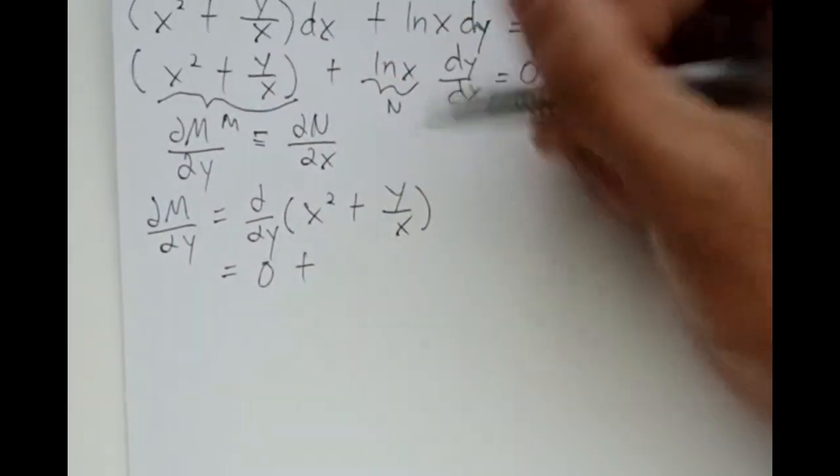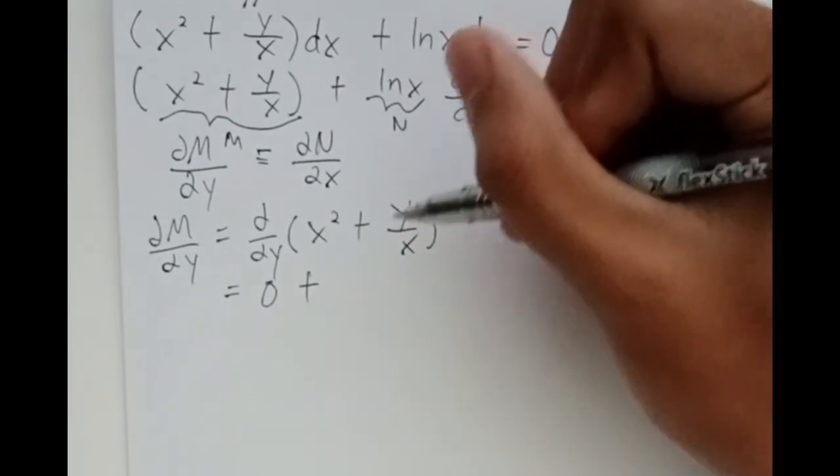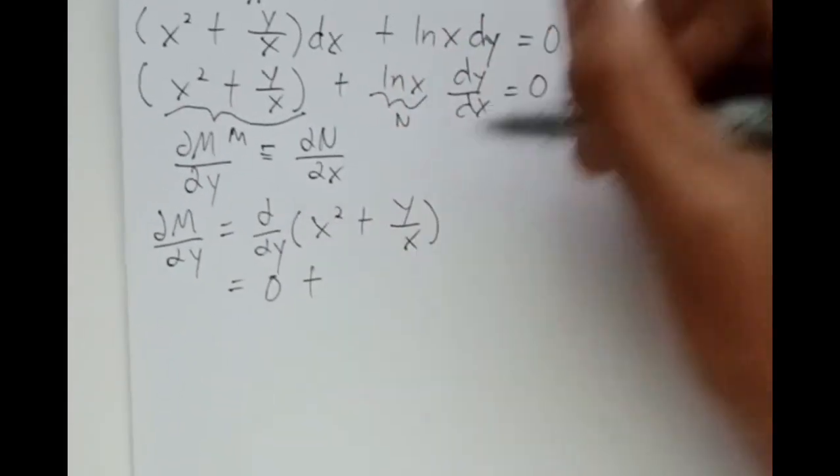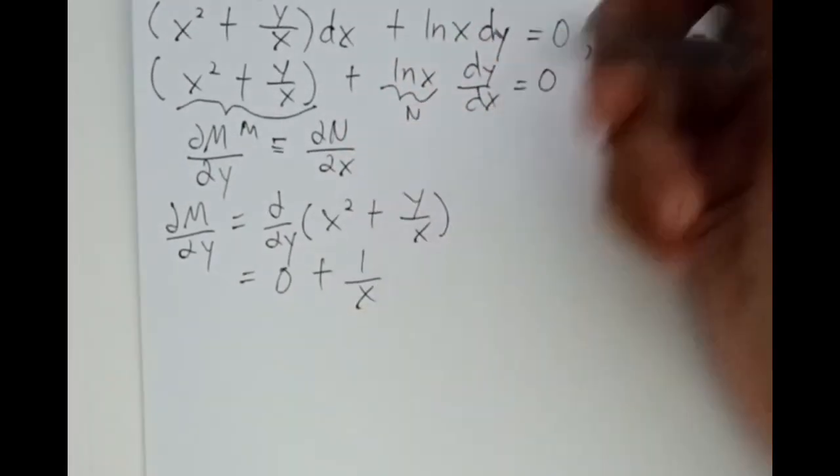So the next term is y over x. The differentiation of this is just 1 over x because x is constant. The differentiation of y by the power rule is just 1. So that is 1 over x.